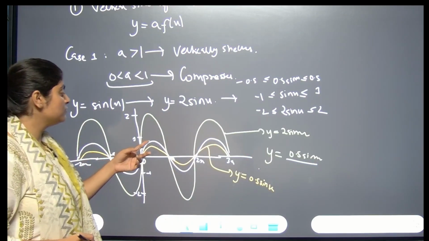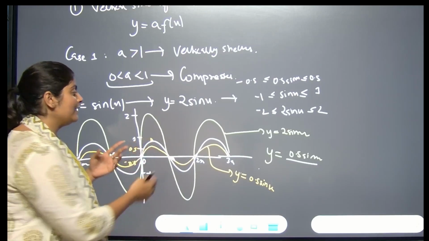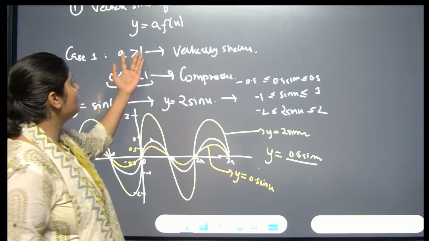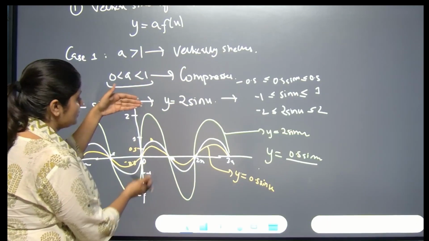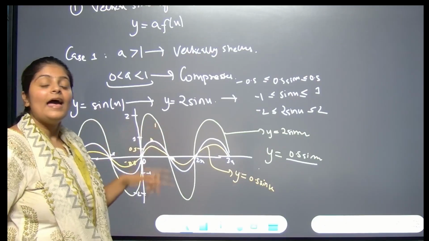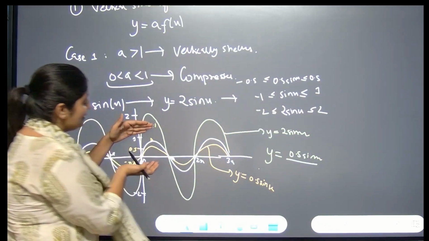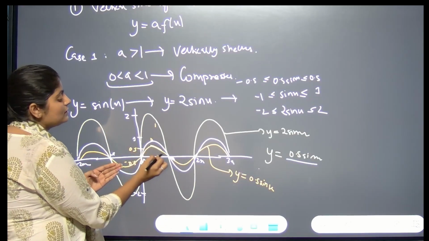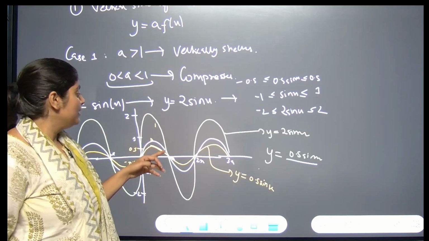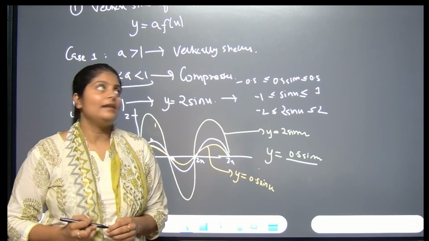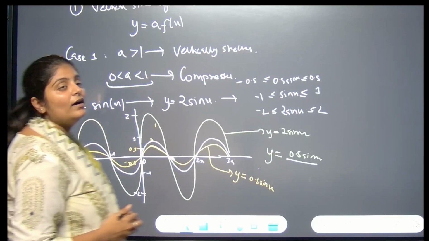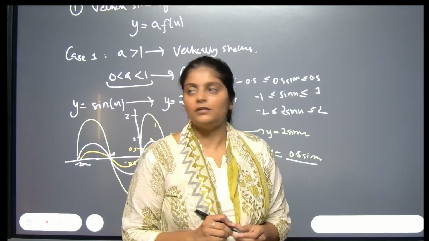So this was the original graph, y equals sin x. When a is greater than 1, the graph vertically stretches, as you can see the green line. And if a lies between 0 and 1, the graph vertically compresses, as you can see using the yellow line. Yellow line is 0.5 sin x. This was all about vertical stretching and compression.